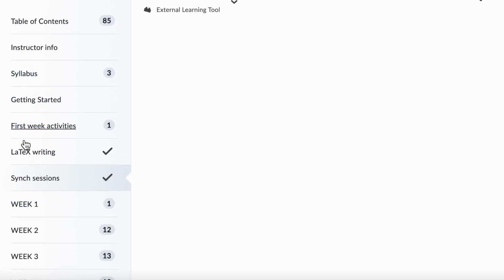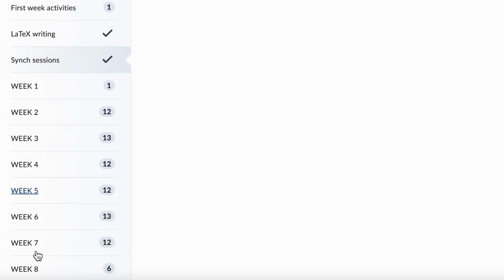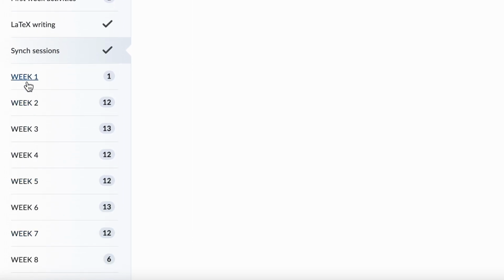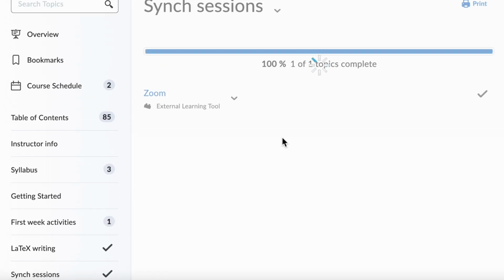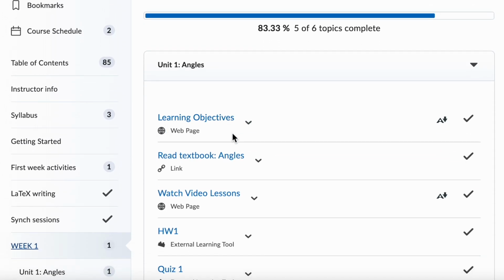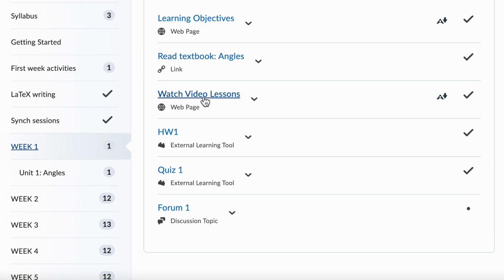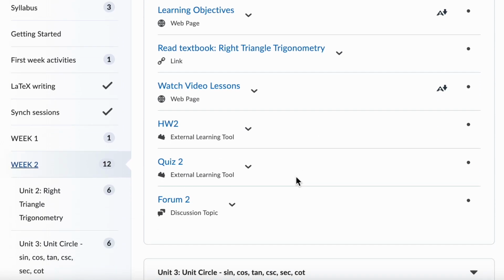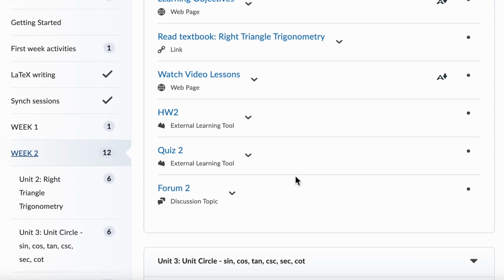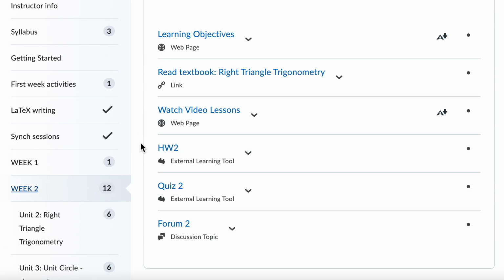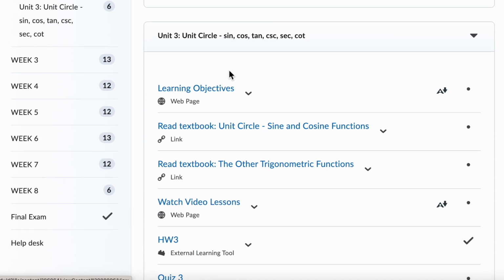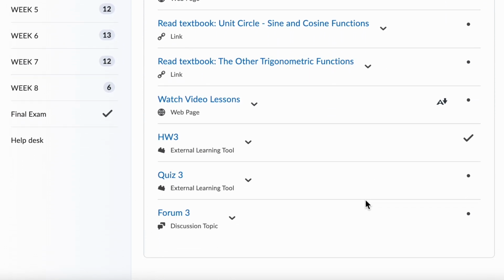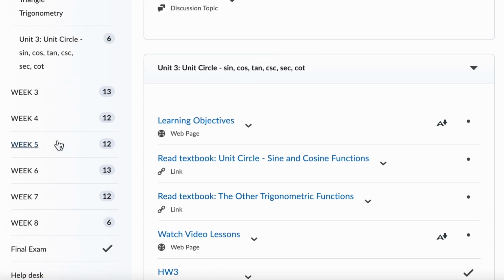So we visit all this, and then these are all the lessons here. In the first week, we already checked all of it: learning objectives, reading the lesson, watching the video, doing the homework, doing the quiz, and the forum. All the other weeks, as I said before, are going to contain 2 units. The next one will contain unit 2 and then unit 3. So be sure that you do the 2 units in each week.